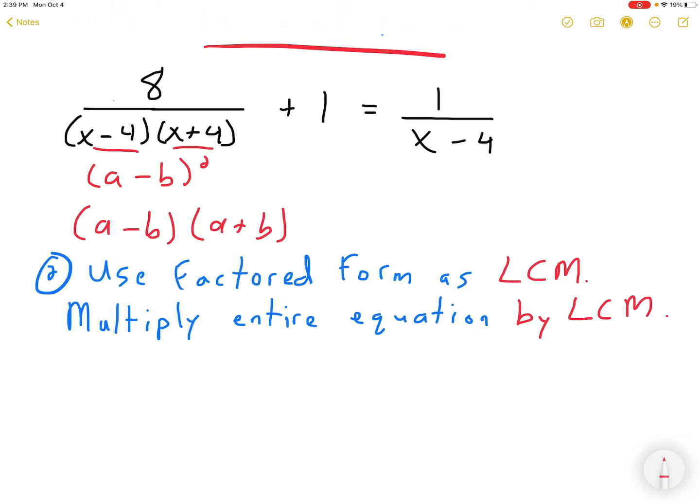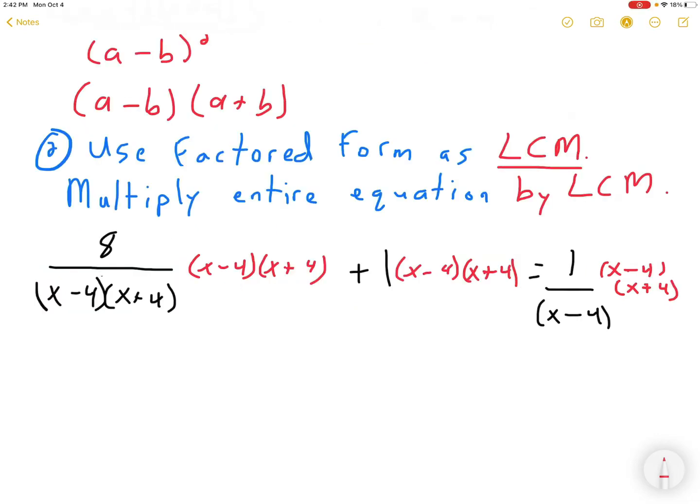So once we've got all of our denominators into the factored form, we're going to take that factored form as the lowest common multiple. That's this entire portion over here. That's going to be our lowest common multiple. And we're going to multiply the entire equation by the lowest common multiple. So we took the factored form of the denominator, applied it across all the terms inside the equation, and then what we're going to do, in yellow over here, is cancel out any like terms. So those would cancel out, and the x minus 4 would cancel out.